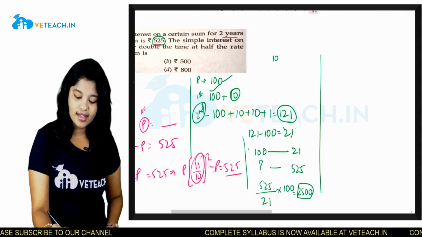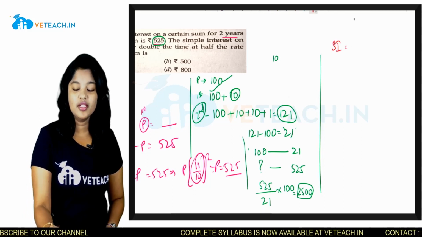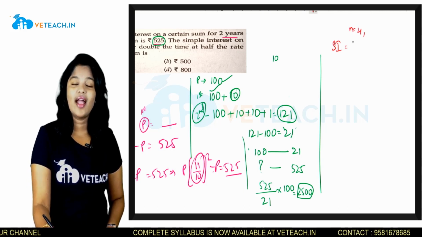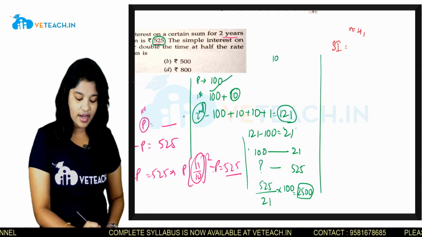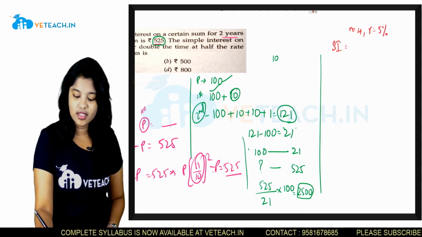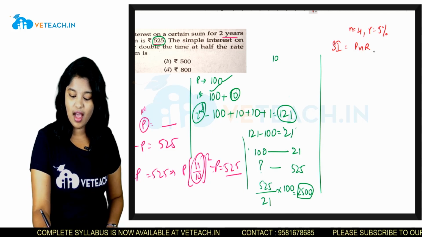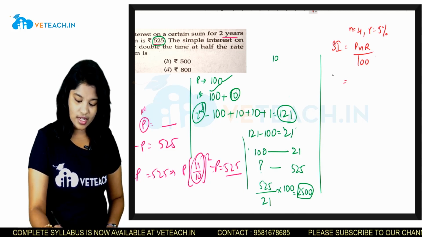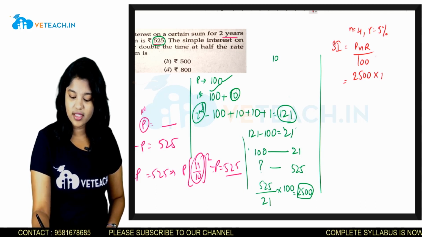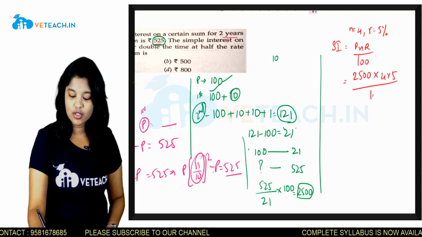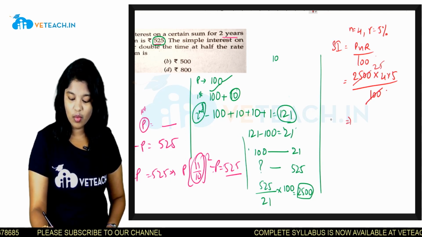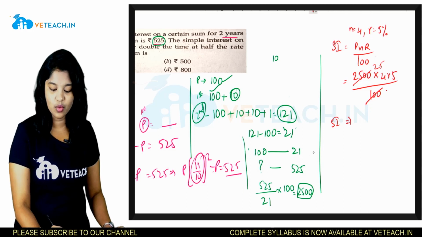Now we have to calculate simple interest for double the time. Since here it is 2 years, now we will take 4 years and half the rate of interest. Since the rate of interest is 10% in compound, it will become 5%. So simple interest is equal to PNR by 100, that is principal amount 2500 into N equals 4, R equals 5 by 100. So 25 times 20 gives simple interest equal to 500 rupees.